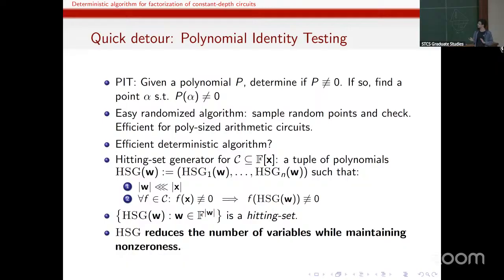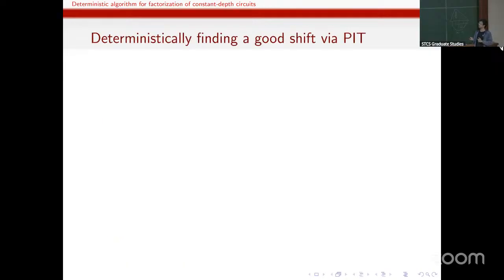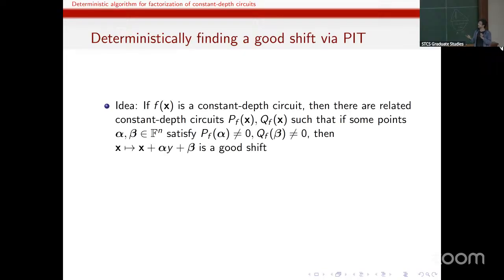Okay, so now we had this initial shift that we had to do. Now we want to know how to do this deterministically. The main idea is that if your input polynomial has a small constant depth circuit, then there are some related constant depth circuits such that if you can find a non-zero for those, then you can use that as the right shift. Okay.